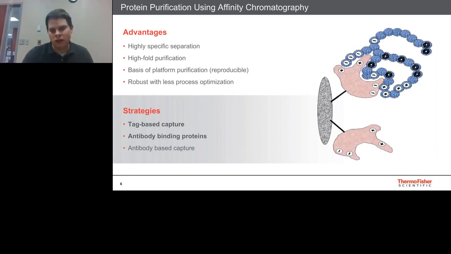Depending on the immobilized affinity ligand, a high level of purity and yield can be attained in a single column purification. A strategy is often implemented for the purification of recombinant proteins using a tag-based capture, and also for the purification of full-length antibody using immobilized antibody binding proteins. We'll be showcasing purification supports for tag-based affinity capture and antibody purification in this presentation.